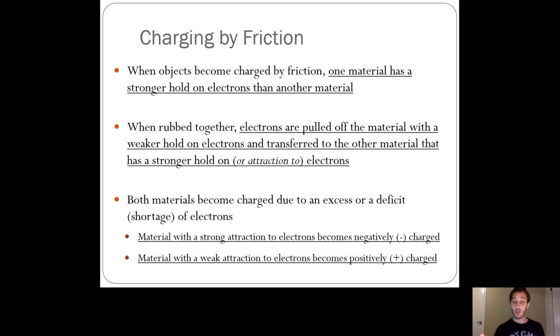If a material has a strong attraction to electrons, it becomes negative. Okay, strong attraction to electrons will pull electrons off and become negative. If it's got a weak attraction to electrons, it becomes positive. Okay? So make sure you take a look at that and you kind of have that in your head set straight. If you've got a strong attraction to electrons, you're going to become negative. If you've got a weak attraction, you're going to become positive. Okay?